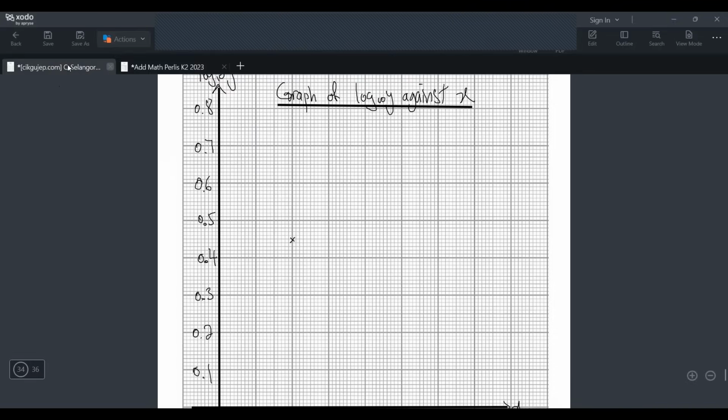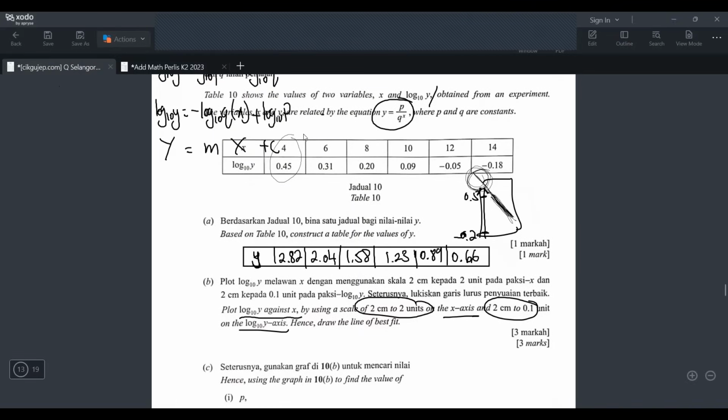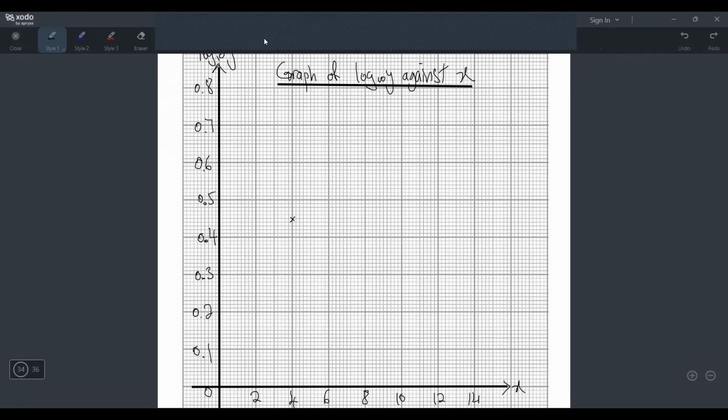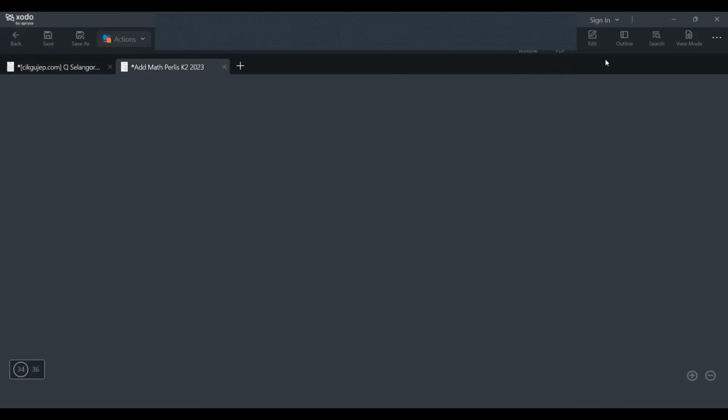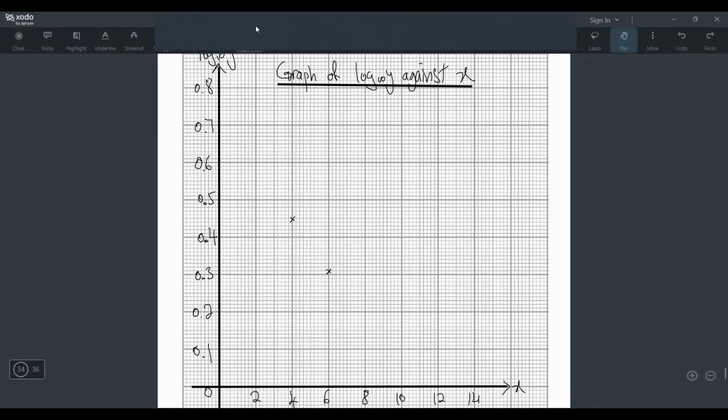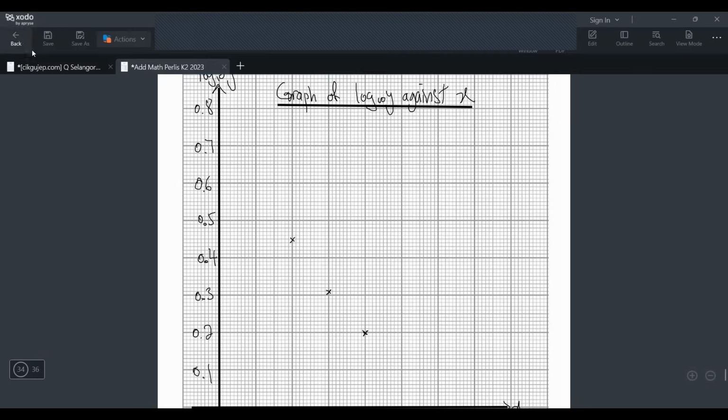Next one is 6, 0.31. Let's go. Where is it? 6 is here. 0.31 is just 0.3 go up one small box, right? Because one small box is 0.01. How do I know? 0.1 divided by 10 is 0.01. So, yep, done. 6, 0.31. Next one, 8, 0.2. Okay, this is easy. 8, 0.2 is here. Okay, done. Next one.